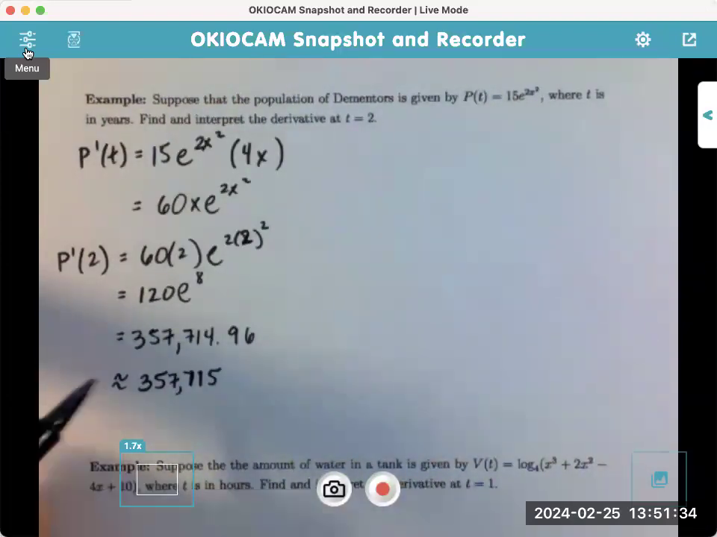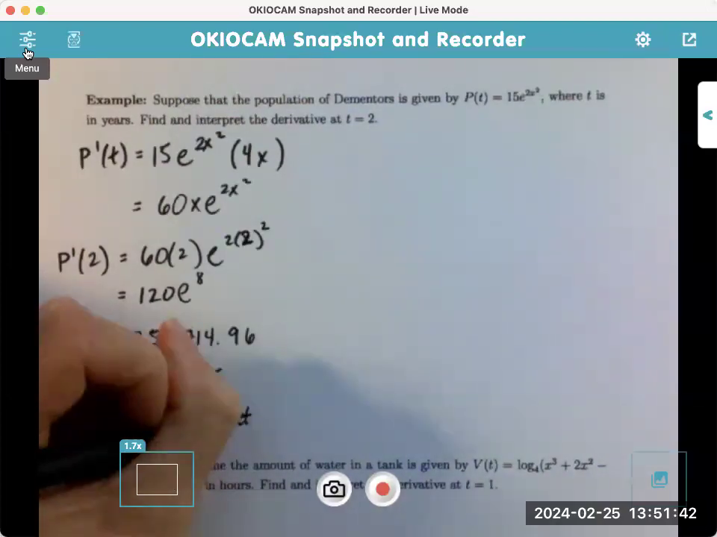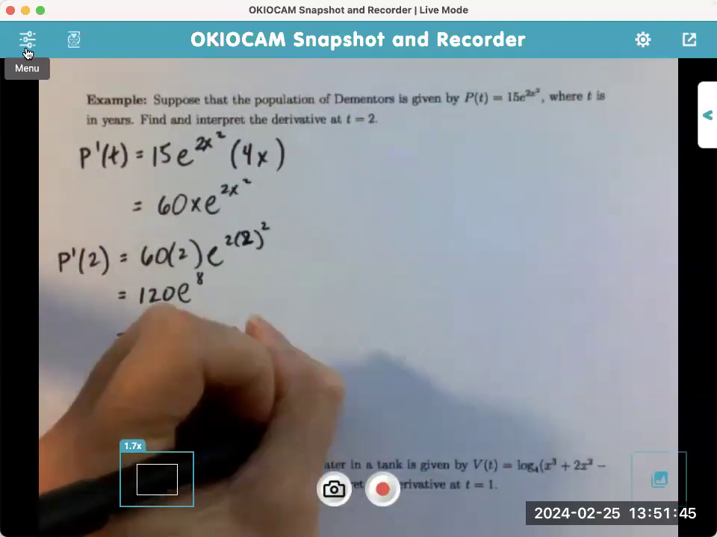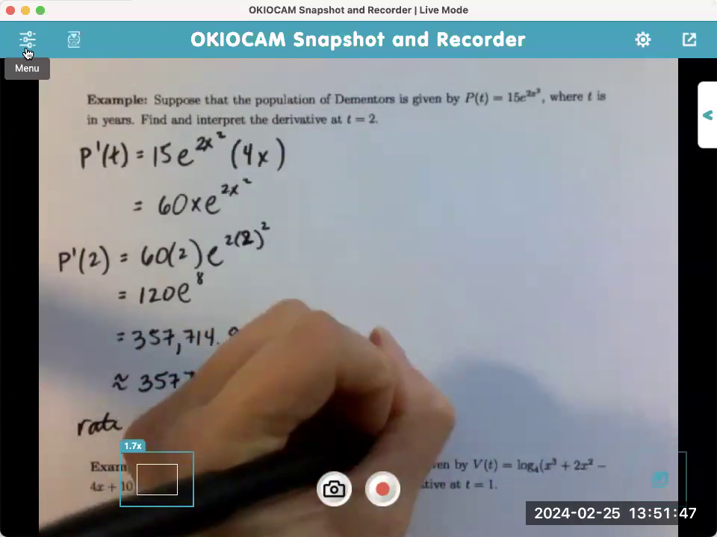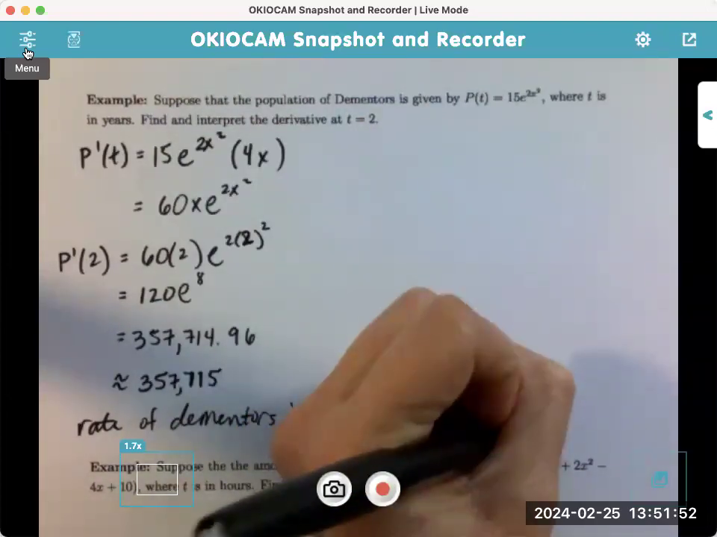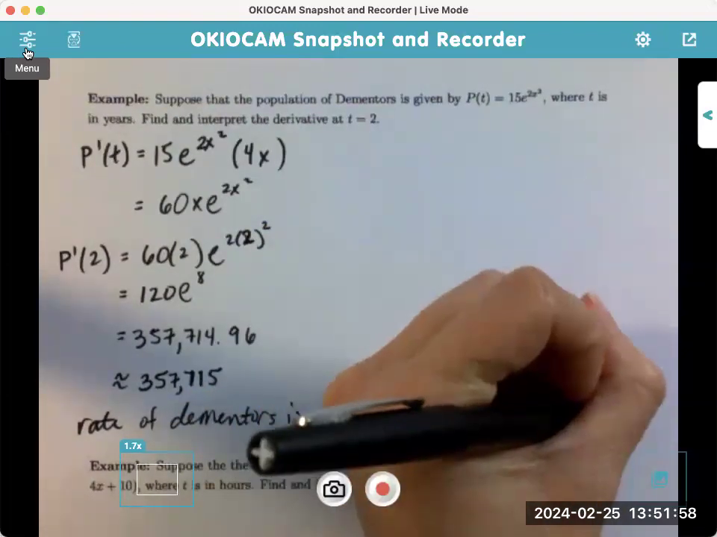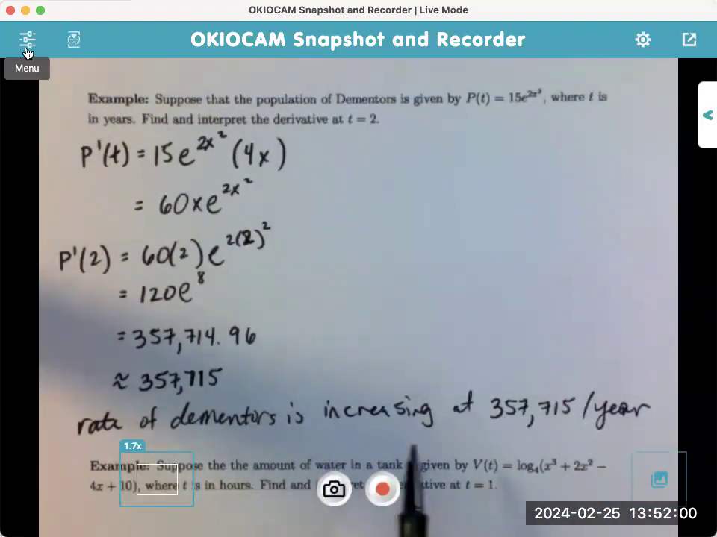Okay, so this says the rate, right? Because that's what a derivative is. It's the rate of Dementors, and it is increasing because it's a positive number, at 357,715 per year. So the rate of Dementors is increasing at 357,715 per year. That's what it means. A lot of Dementors.